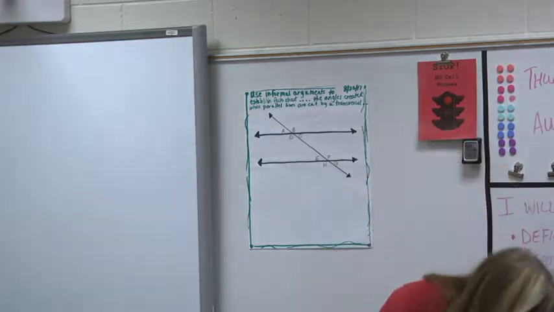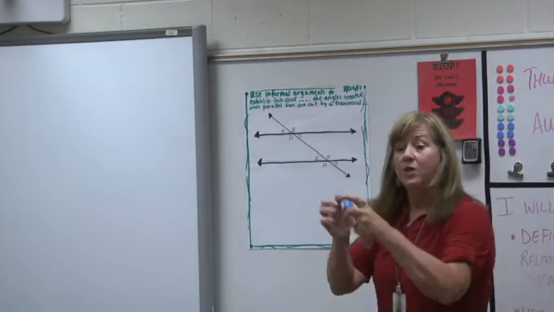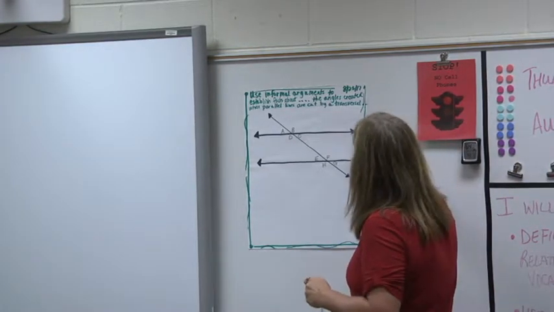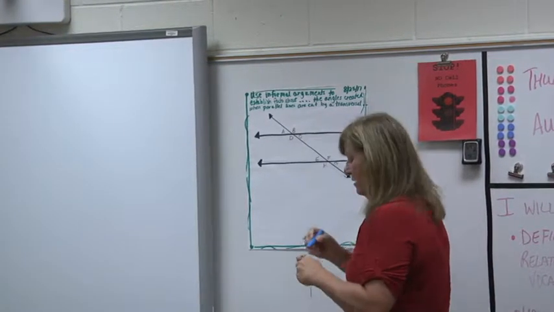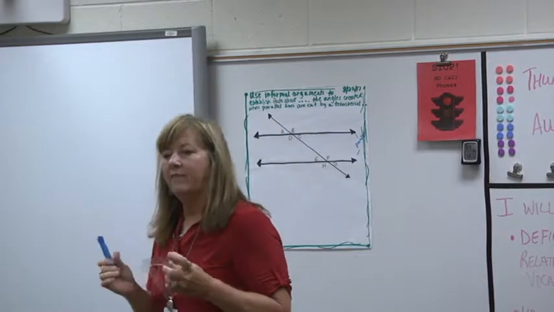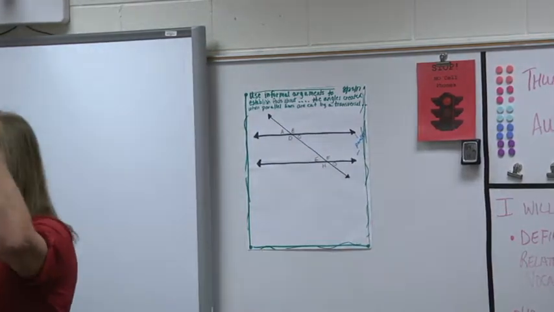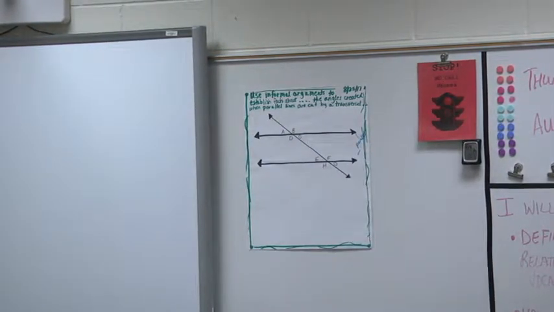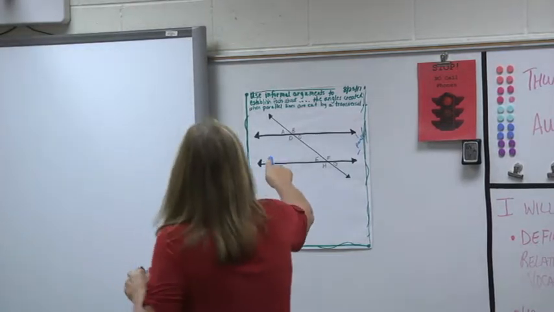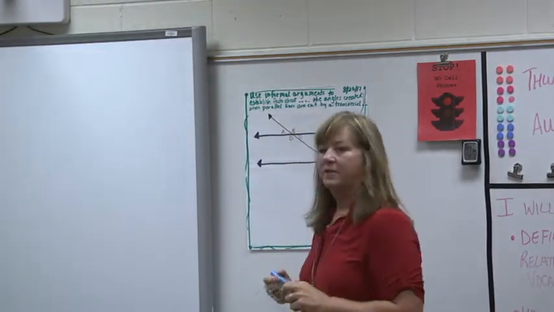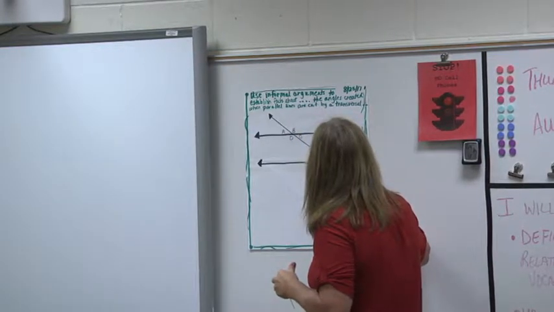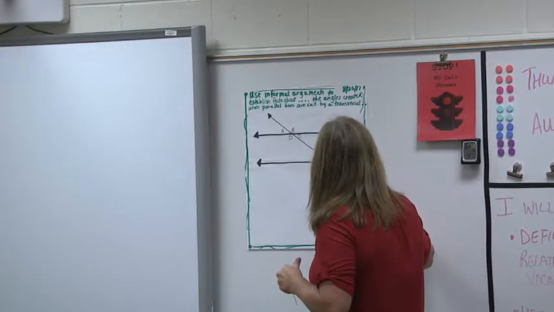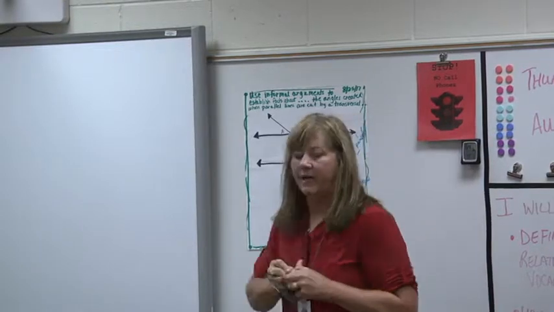Let me just lay my marker down. Thank you. How do we know they're parallel? There's 2 lines that never intersect. Right. They never meet, do they? Just keep going. All right? So what is this line called? This is called the what? Thank you. This is called the transversal. Write this down, please. Anything I write on here, write on your paper.